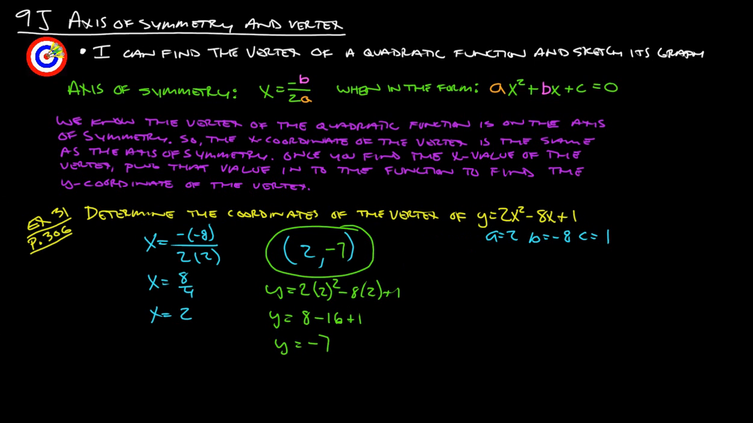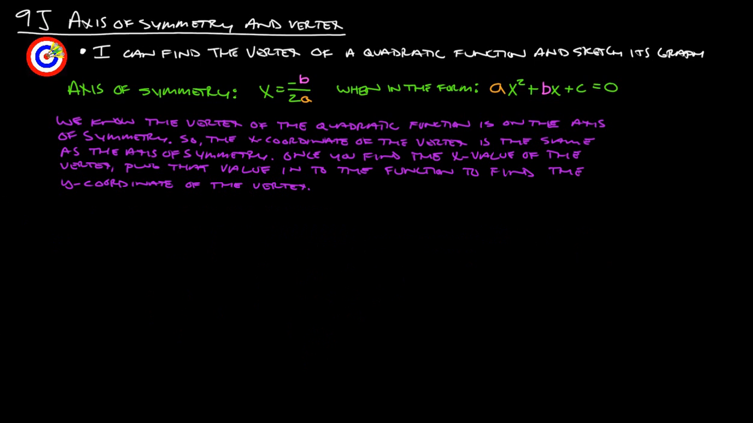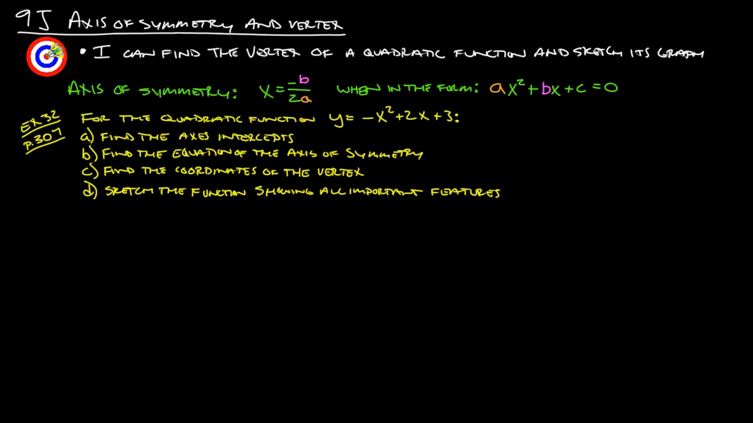Okay, let's take a look at another example. That would be example 32 from page 307. For this function here, find the axes intercepts, find the equation of the axis of symmetry, find the coordinates of the vertex, and then sketch the graph showing all these things here. So this is a little bit more involved, but that's good. We can figure this all out.